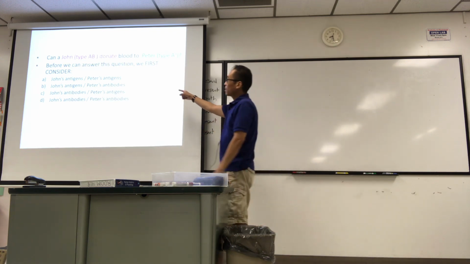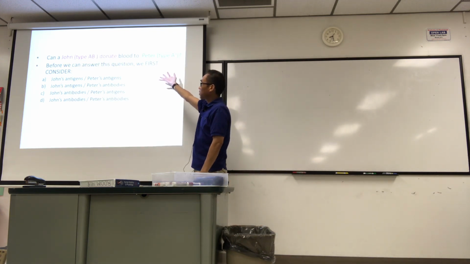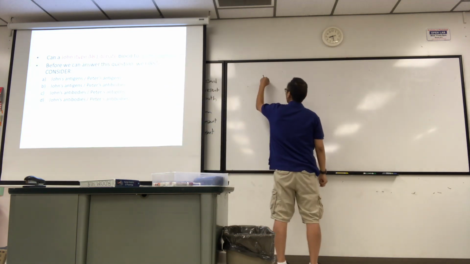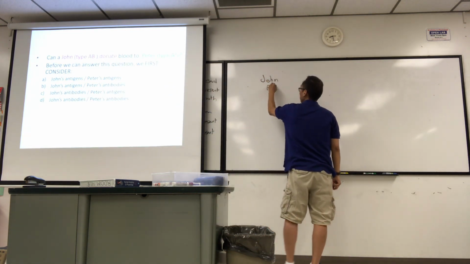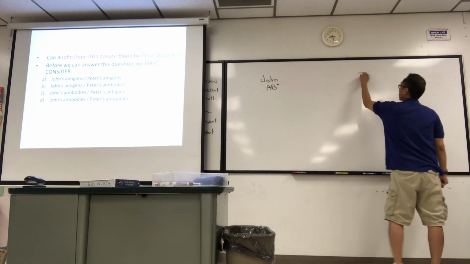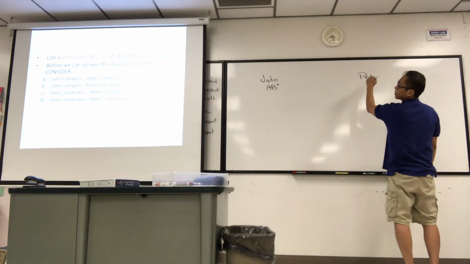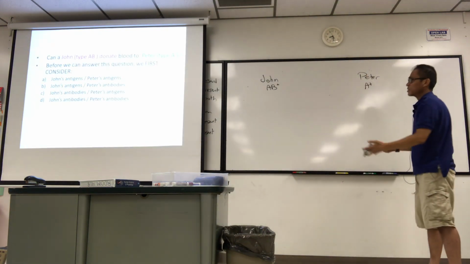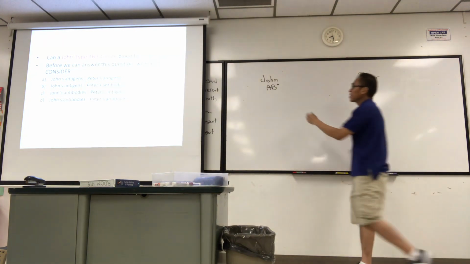Okay, here's my question to get you started here. Can John donate to Peter? John is AB positive. Can he donate to Peter? He is A positive. And so whenever you do this, always say, who's the donor, who's the recipient?